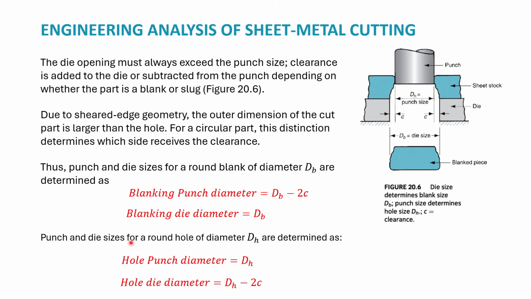For the punch and die sizes for a round hole of diameter DH, the hole punch diameter is DH, while the hole die diameter is DH minus 2 clearance.